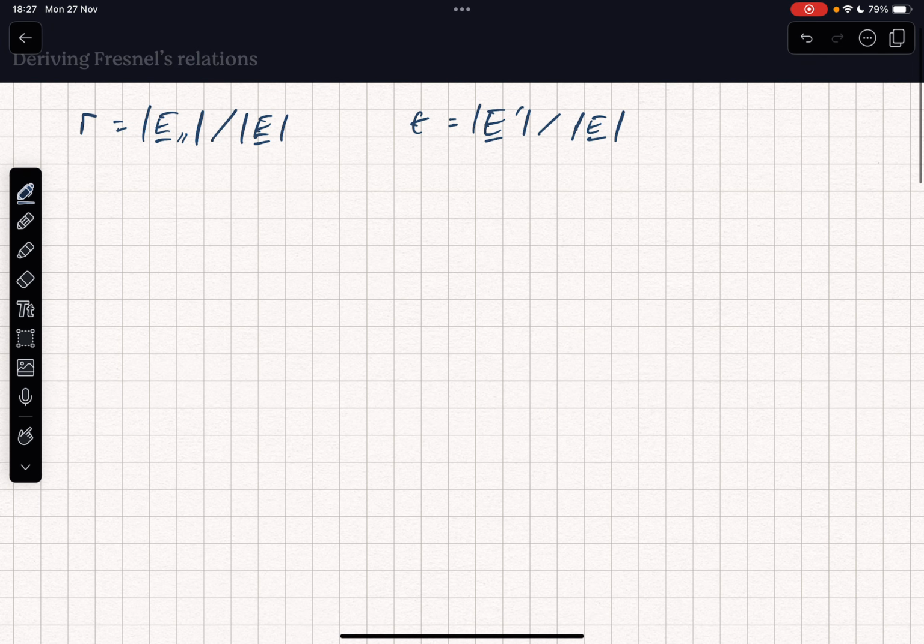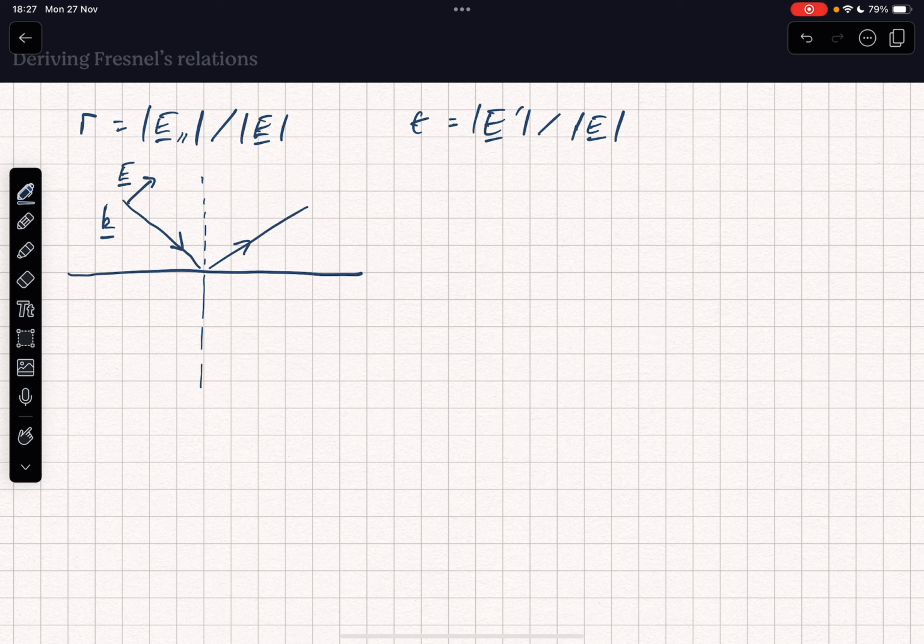Let's just draw a diagram to make sure we know what we're doing. So here we have the interface. We're going to put in a normal to the interface here. We're going to have an incoming wave here with wave vector k, and it will have an electric field in the first instance like this. The reflected wave will go like this with wave vector k double prime, which has the same magnitude as k but a different direction, and we have the E field like so, E double prime, and then of course we have the transmitted wave with a wave vector k prime and an electric field here, E prime.